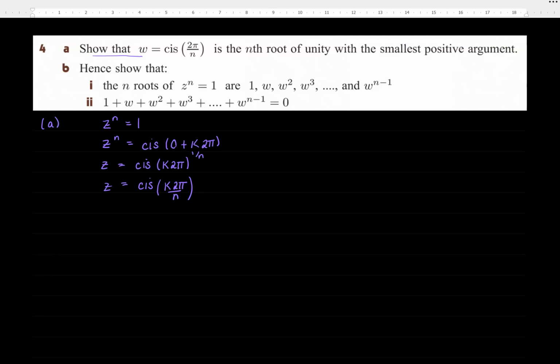And of course the smallest one, so when k equals 0, that's going to be our smallest. And that gives z equals cis... Oh, no, that would be 1. So the smallest positive argument is going to be when k is 1. So that would give us 2 pi on n.